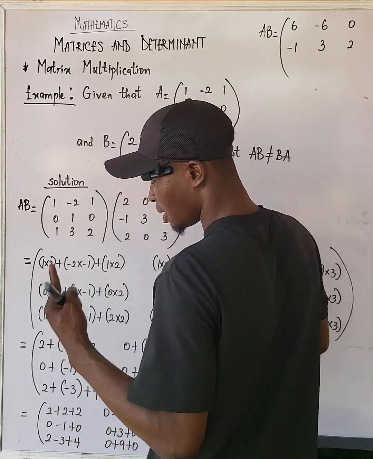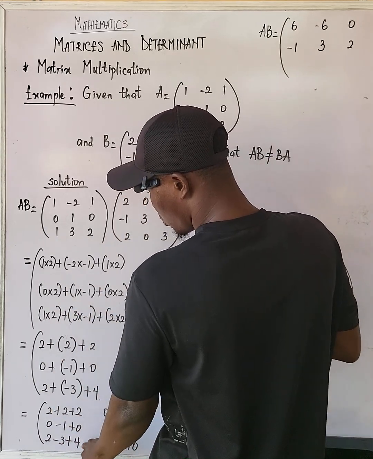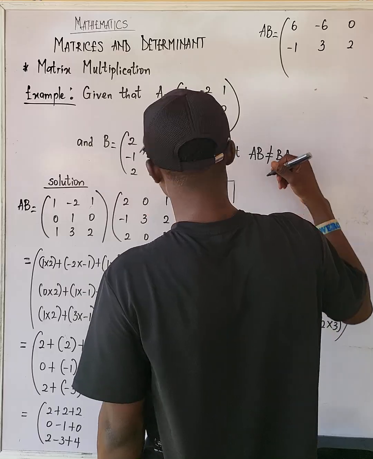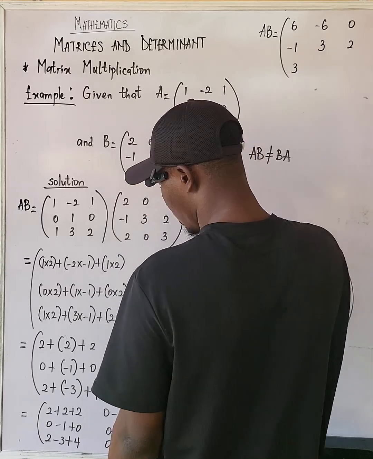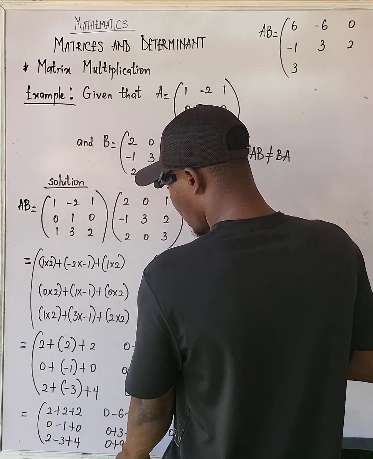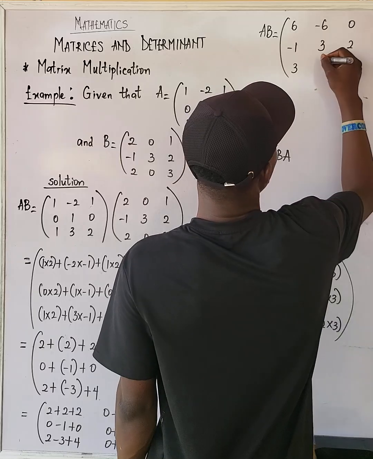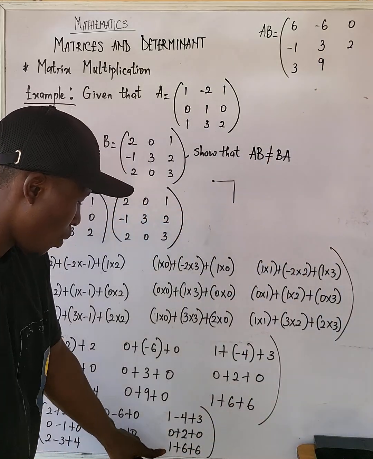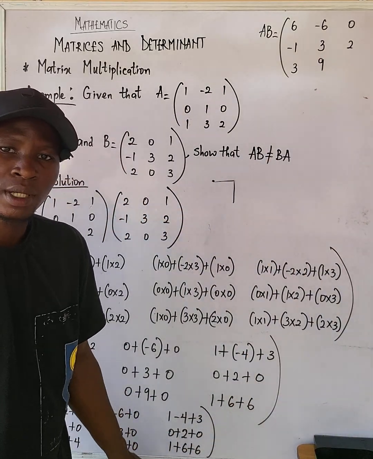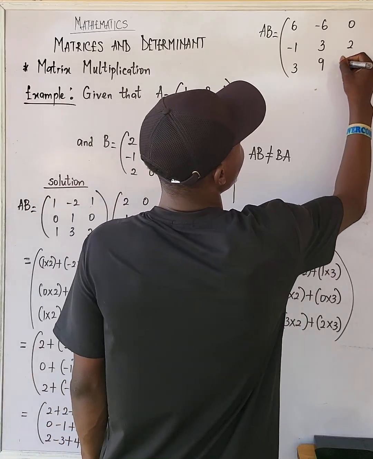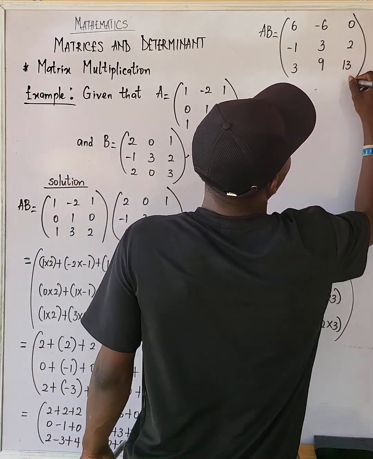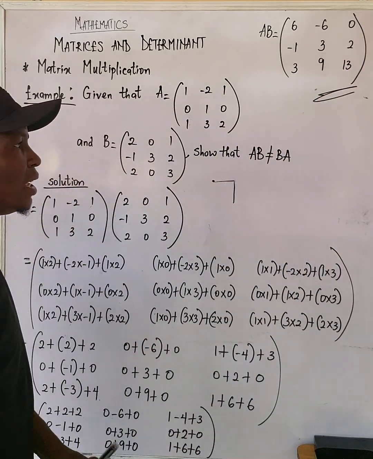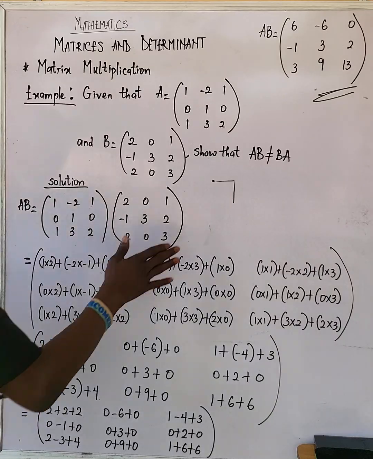2 minus 3, that's what? Minus 1. Minus 1 plus 4, that will give us what? 3, right? That will give us 3. 0 plus 9, 9. 9 plus 0, 9. 1 plus 6, 7. 7 plus 6, 13. And this is how we get AB.